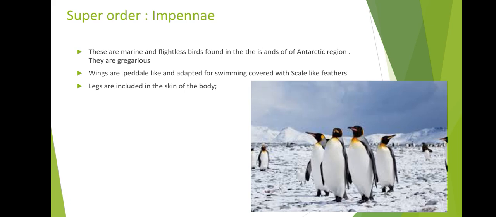Below the feathers, a thick layer of fat is present beneath the skin. It helps floating and also acts as an insulator. In the Antarctic region, the temperature is very low. To protect itself from the cold, it has a thick layer of fat. It acts as an insulator.